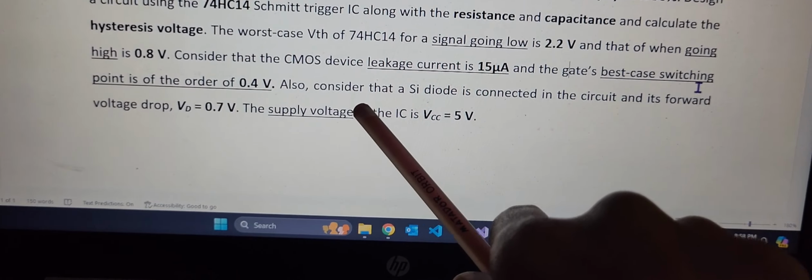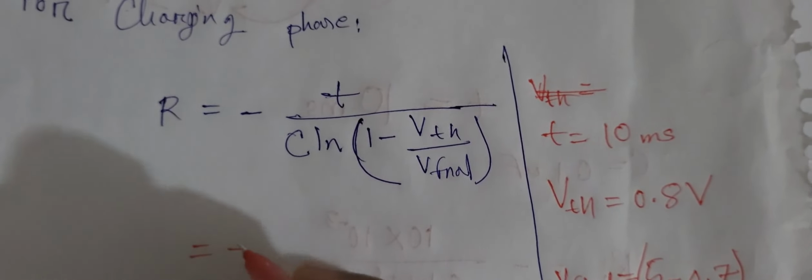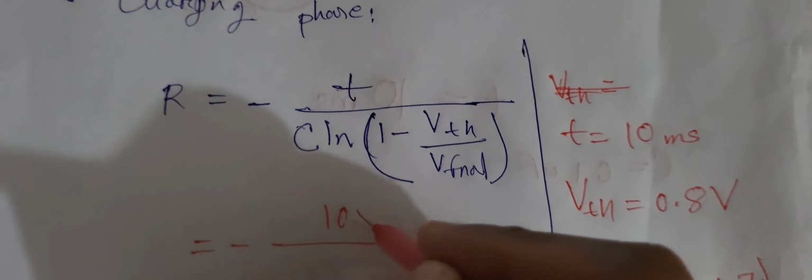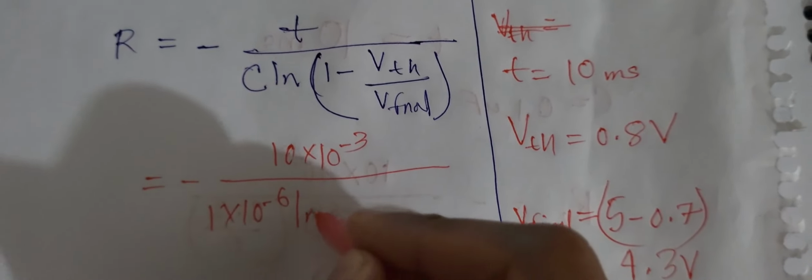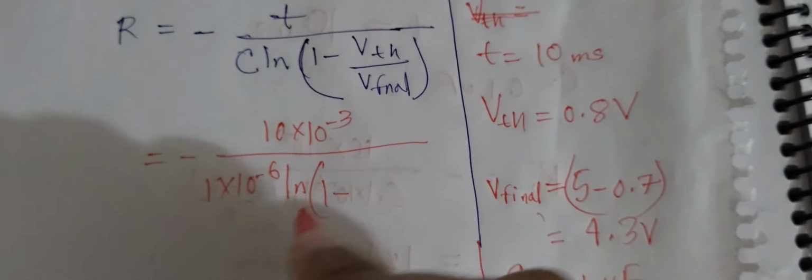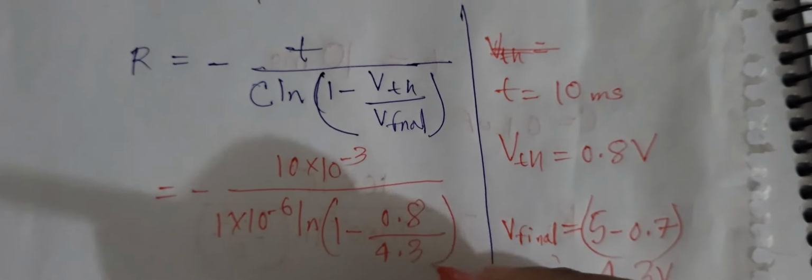Why are we substituting this 0.7 volt? As you can see, there's something mentioned. The silicon diode voltage drop is 0.7 volt. So we'll be considering that voltage also for the charging phase. As you see here, in the charging phase there is a voltage drop across the diode. So V final would be 4.3 volt. And as we took C equal 1 microfarad, let's put all this into this equation. T equal 10 into 10 to the power minus 3, C would be 1 into 10 to the power minus 6, ln 1 minus 0.8 divided by 4.3.